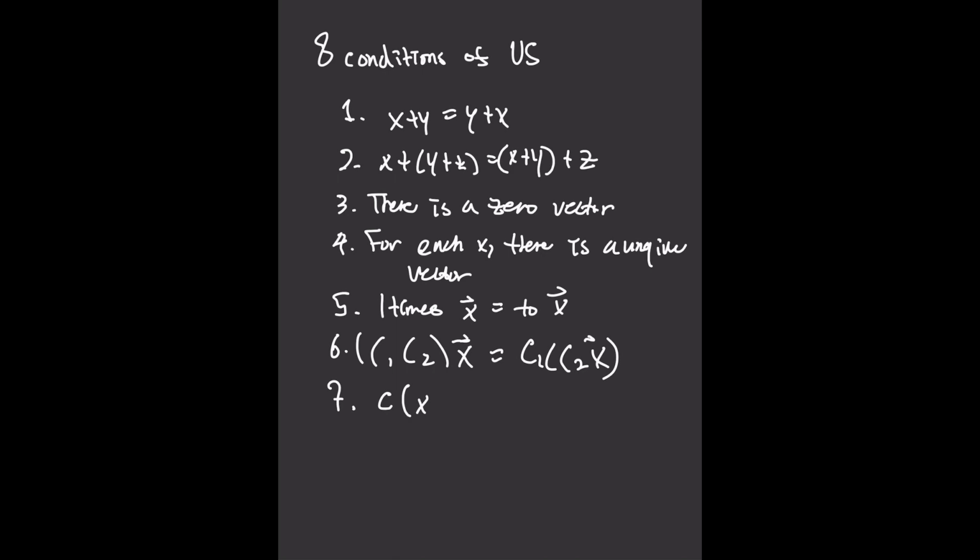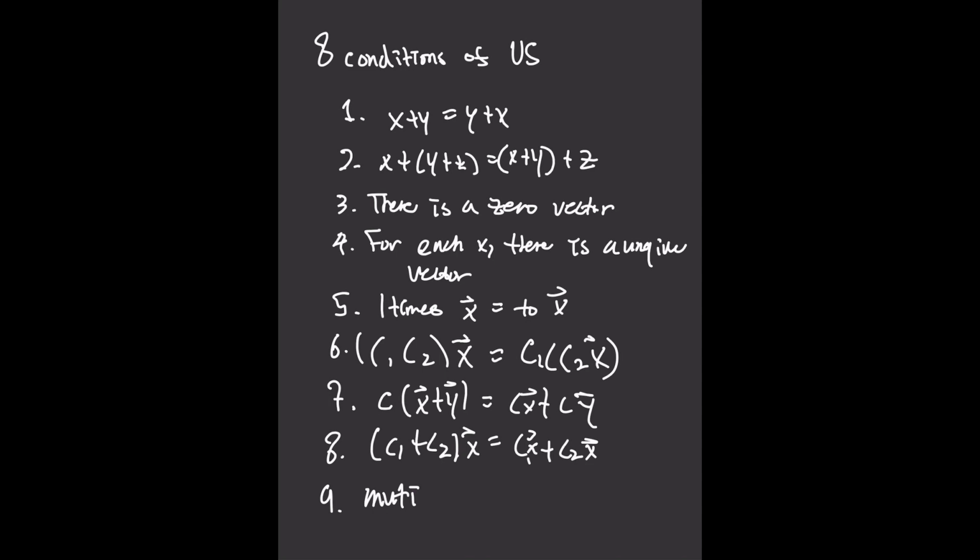Now we get into a little more specifics. We have vector C1, C2, or matrix, and then we apply it to x. It's the same thing as C1, C2, and x. Number 7, we have vector c, or matrix c, (x plus y) equals cx plus cy. Number 8 is (C1 plus C2) x equals C1 x plus C2 x. So a vector space is like a circle. Anything within the circle, you can call it a vector space.